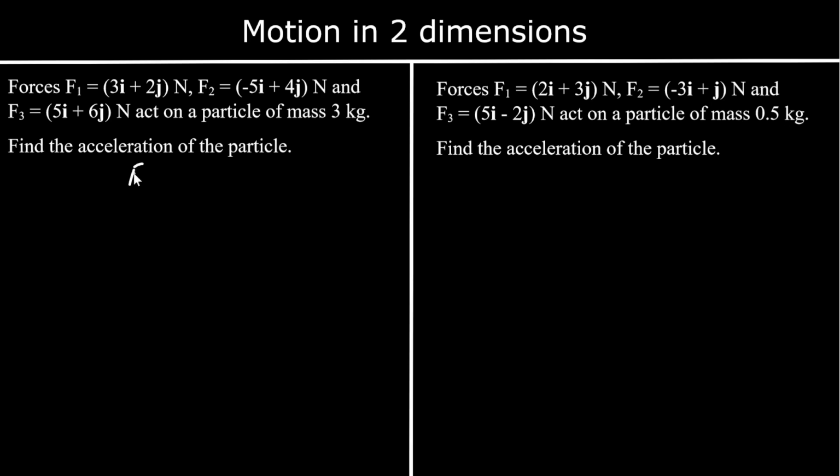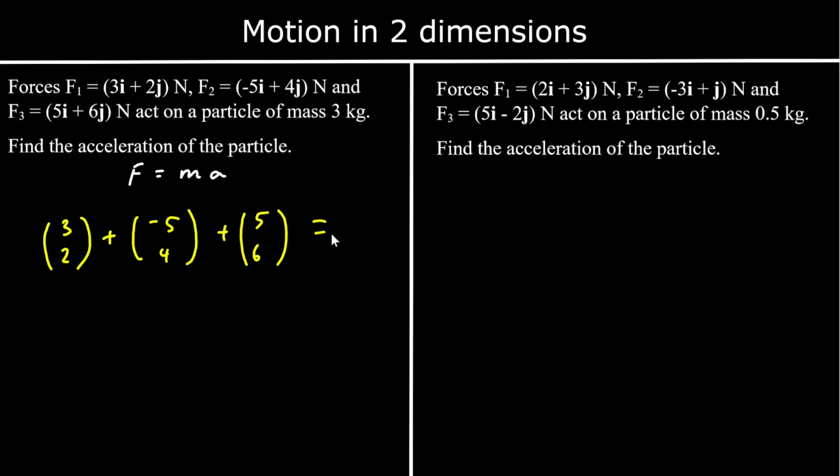So we're going to be using F equals ma. And F is the resultant force. So it's going to be F1 plus F2 plus F3. So it's 3, 2 plus negative 5, 4 plus 5, 6. So the resultant force, add up the i's, 3 minus 5 plus 5 is 3, and 2 plus 4 plus 6 is 12. So it's 3 i's and 12 j's.